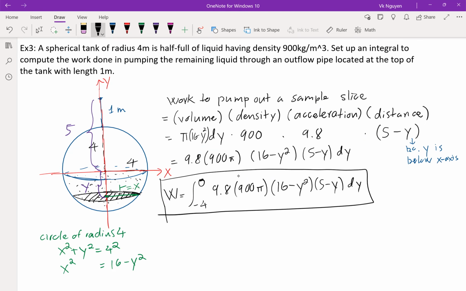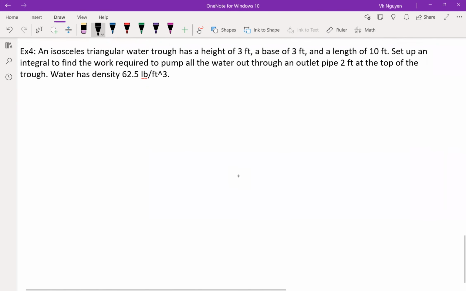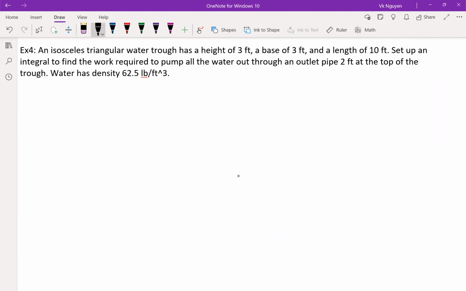One more. In the last one, we have an isosceles triangle water trough that has a height of 3 feet and a base of 3 feet, a length of 10 feet. Set up an integral to find the work required to pump all the water out through an outlet pipe 2 feet above the top of the trough. Water has density 62.5 pounds per cubic foot.